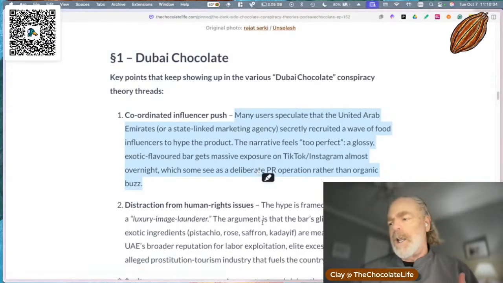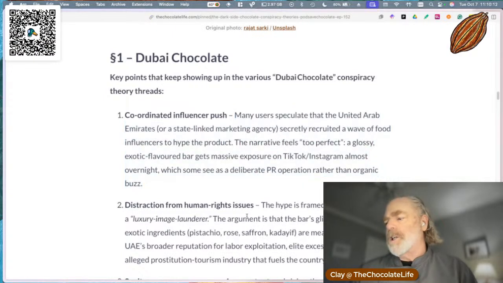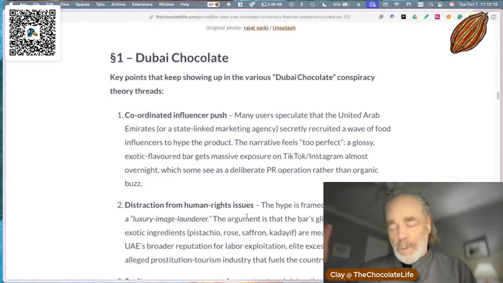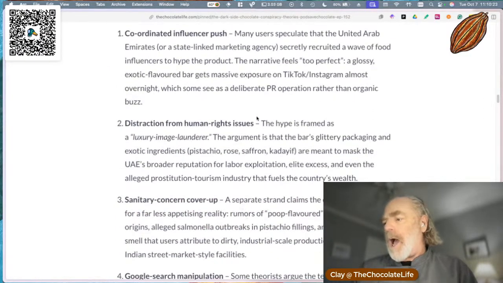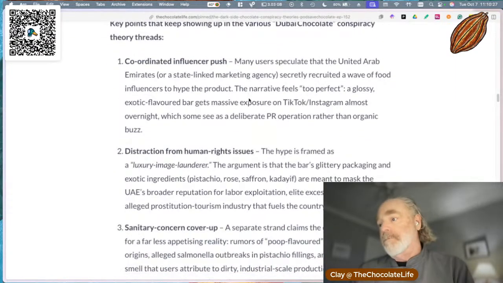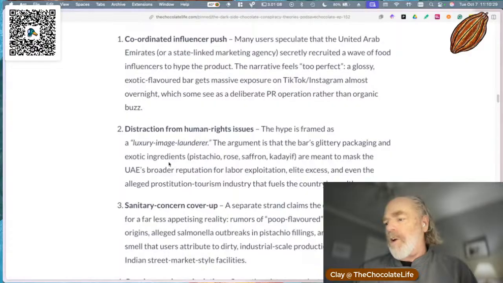It's a glossy, exotic flavored bar that gets massive exposure on social media, especially TikTok to start with, almost overnight, which some see as a deliberate PR operation rather than organic buzz. And so rather than going through and debunking these claims one by one, let's go through what the claims are. Number 2, the hype, which is coordinated, right, by a state-linked marketing agency, is framed as a luxury image launderer.